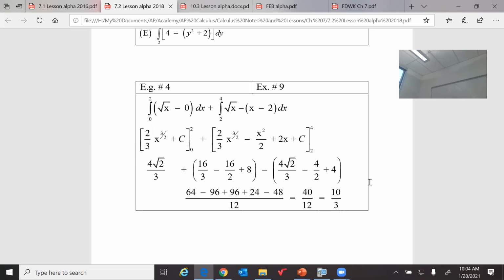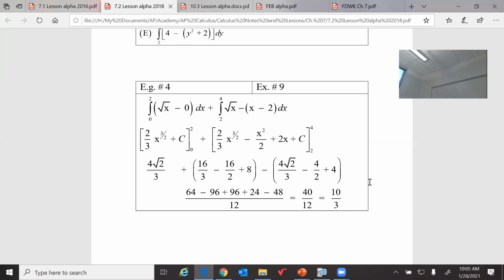All right, and it ends up being 10/3. I'm sorry, not put 0 in here, put 2 in here. 4 in here, subtract, put 2 in there, which gives you 10/3, which represents the area there. Now, if it's a non-calculator problem, the calculation can be relatively friendly. And that's a non-calculator question.